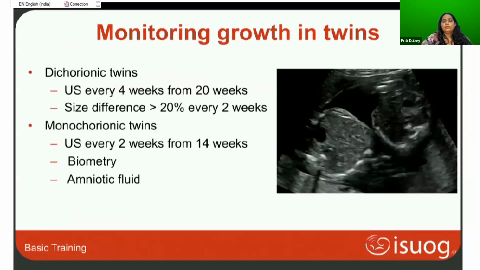Coming to the growth in twins. Growth in twins is very important. We need to monitor the growth of the baby for the first time during the early first trimester scan, that is between 11 to 13 weeks 6 days. And thereafter, what we have to know is the chorionicity, because chorionicity is very important. It decides how frequently you are going to monitor the baby.